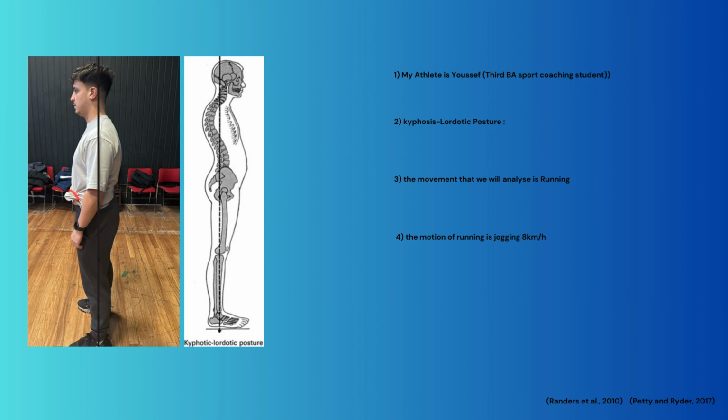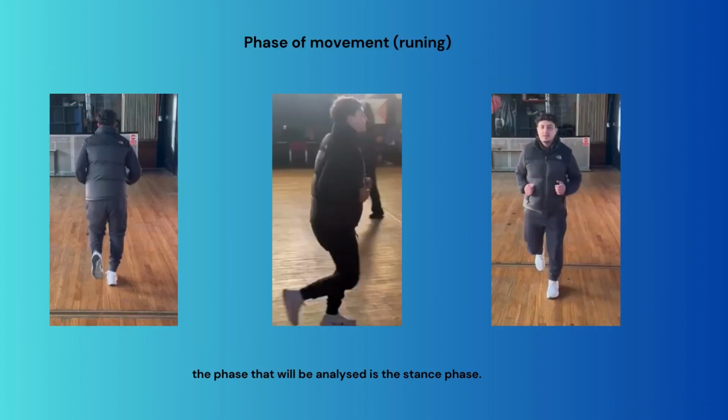Third, the movement that we will be analyzing is running, and the motion of running that we will be analyzing is jogging from 8 to 10 kilometers per hour. Moving on to the next slide, the phase of movement is running, as you can see, and the phase that we will be analyzing according to the gait cycle is the stance phase, where there is full contact with the ground.